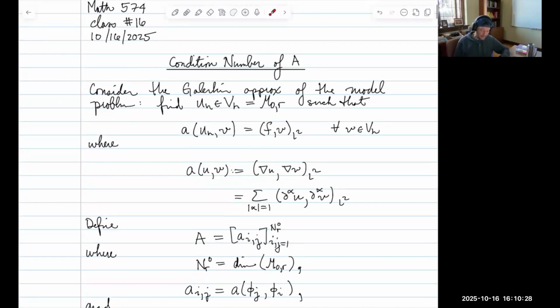As I said, we have a very particular bilinear form for the model problem, and that is a(u,v) is equal to the gradient of u dotted with the gradient of v in the L2 inner product. Of course, I can rewrite that as the sum over all derivatives of exactly order 1, the partial derivative alpha of u times the partial derivative alpha of v in the L2 norm. And of course, I've got a sum over those.